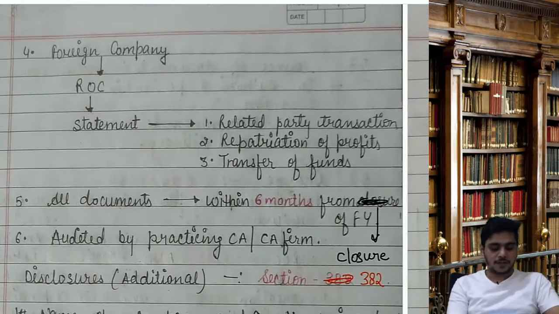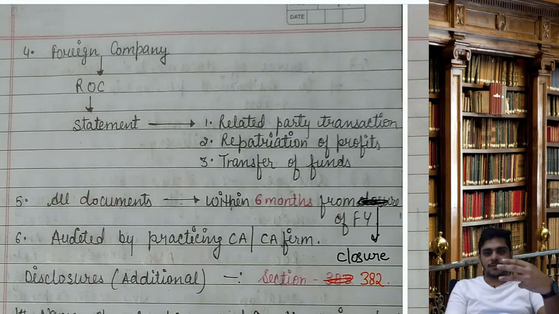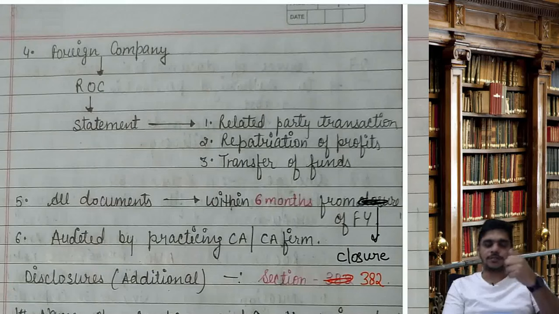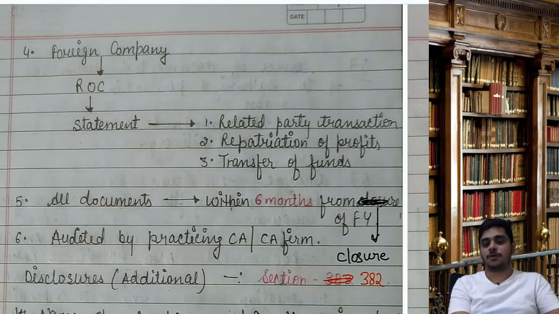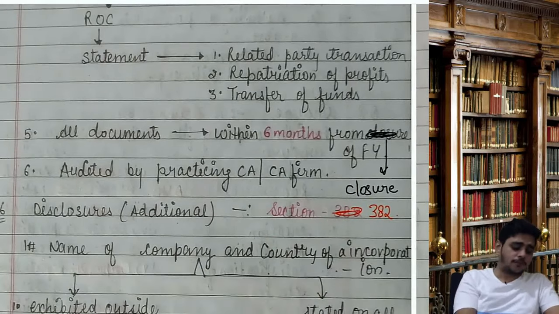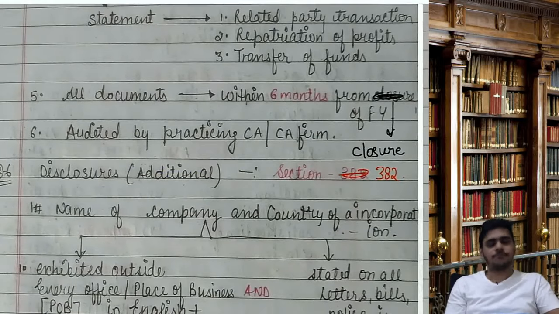Now, the foreign company shall also give statements. Along with the FS, they have to give three statements: statement of related party transactions, repatriation of profits, and transfer of funds. All the documents should be submitted to the ROC within 6 months from the close of the financial year. And it should be audited by a practicing CA or CA firm, including LLP.